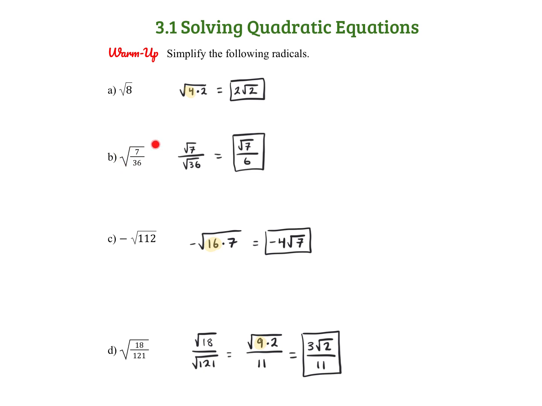Here, anytime you have the square root of a quotient, you can actually split it up into the quotient of 2 square roots. Square root of 7 you can't simplify, but 36 is a perfect square. For part C, I just tried dividing by different perfect squares, and I saw it was divisible by 16, so that's why the 4 is out front, and the negative stays out front. Then same for part D, I know that 18 is divisible by 9, which is a perfect square, and 121 is also a perfect square.